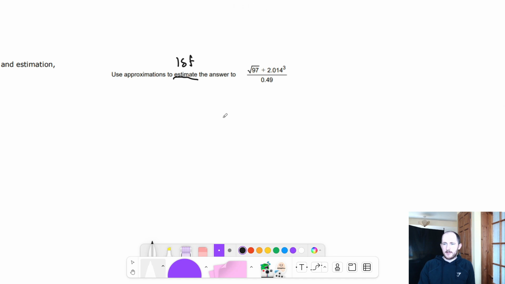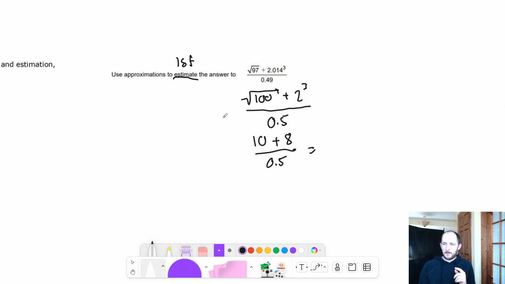So root 97, one significant figure becomes root 100. 2.014 is just going to be 2 cubed, and that's going to be 0.5. Square root of 100 is 10, 2 cubed is 8. So then we have 18 over 0.5. That's the same as dividing by a half, which is the same as timesing by 2. So that would be 36.